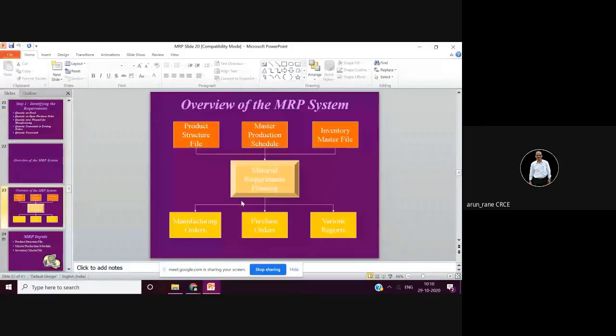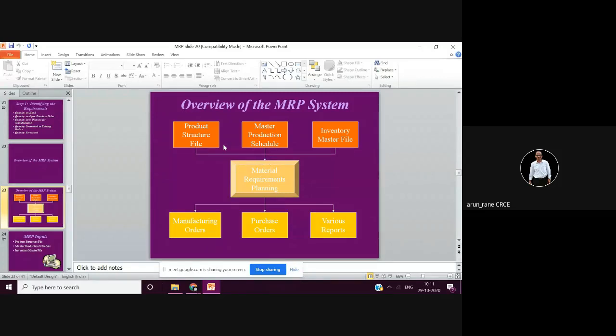So what is the overview of the MRP system? You have material requirement planning at the center. The question that can be asked is, what is the input and what is the output of the MRP? So what are the inputs? The input to the MRP is the MPS, that is the master production schedule.